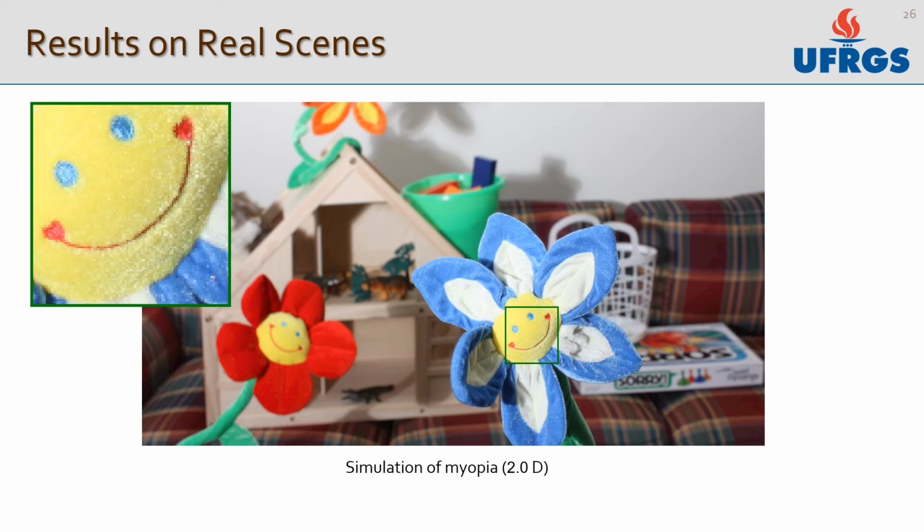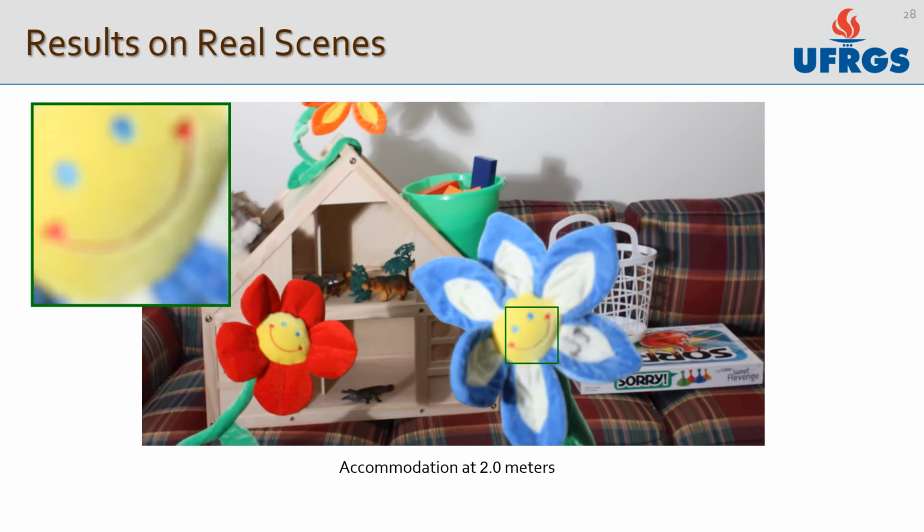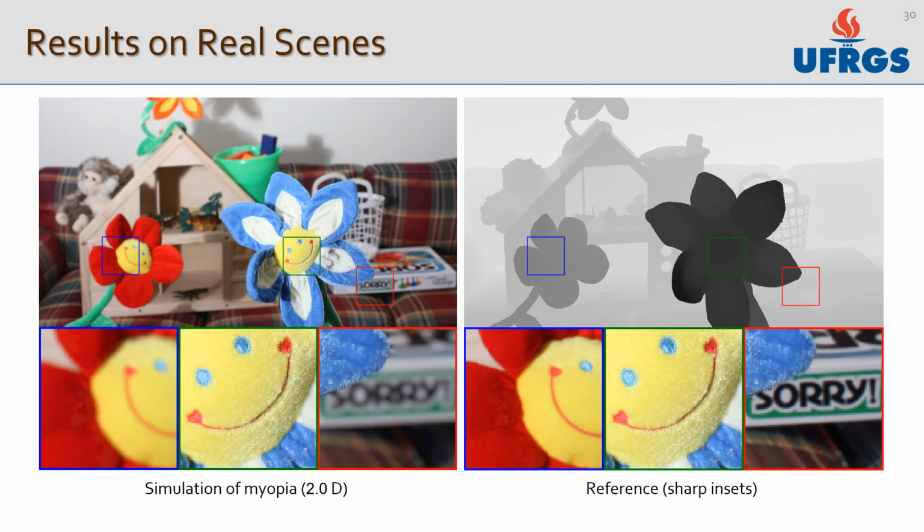This is a simulation of myopia with 2 diopters. Note how the blue and white flower in the foreground appears sharp, while the background game box looks blurry. A simulation of accommodation at 2 meters, where the game box is, results in loss of focus on the flower. And now the game box is properly focused. Here we see the same cases compared side by side with the original pinhole-like image. This is the case of myopia, and this is for hyperopia, or equivalently accommodation at 2 meters.